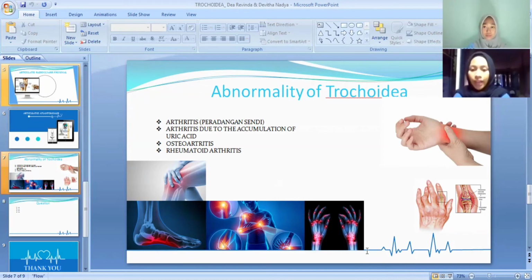And then arthritis due to the accumulation of uric acid. Arthritis due to the accumulation of uric acid in the joint has sudden symptoms such as an attack of severe pain accompanied by swelling of the big toe. These complaints may be accompanied by a high fever. When the acute attack is resolved, it is followed by a calm state.